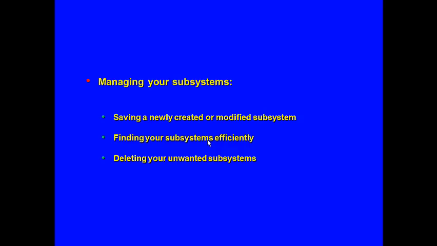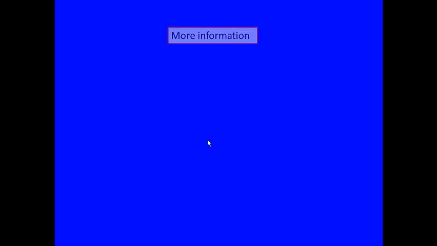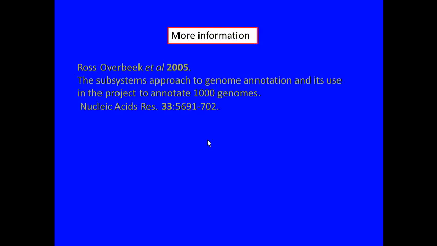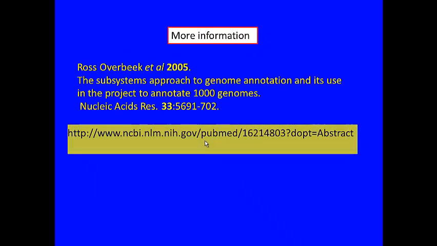If you need more information about the SEED, please read the following paper by Overbeek et al., 2005, The Subsystems Approach to Genome Annotation and its Use in the Project to Annotate 1000 Genomes, published in Nucleic Acids Research, which you can get in the link below, or go to the SEED platform main webpage with the link below.